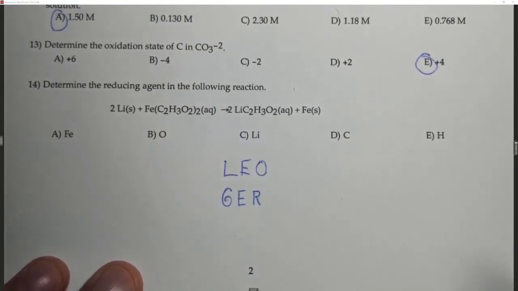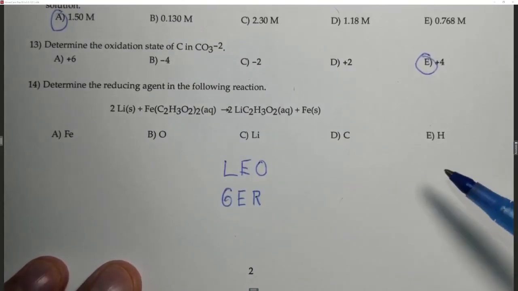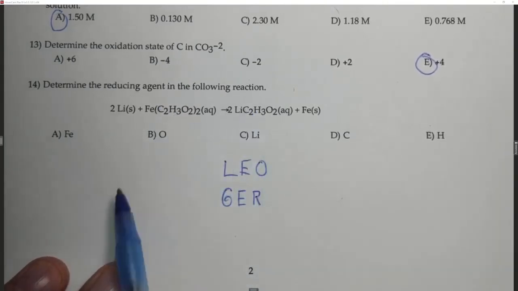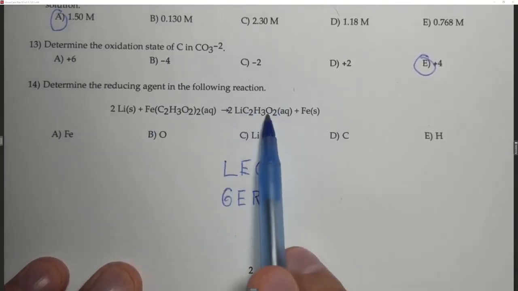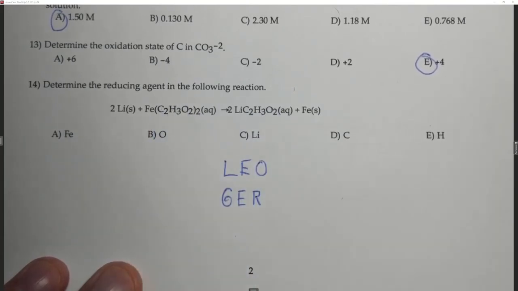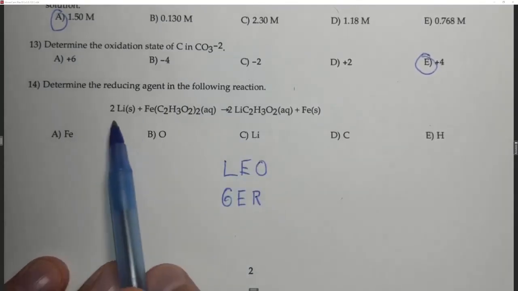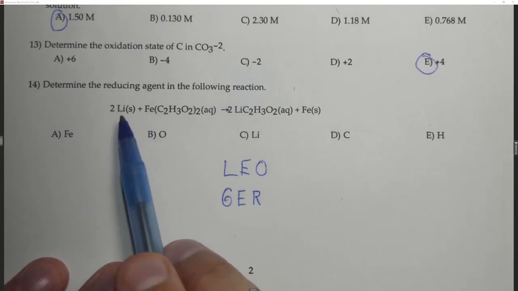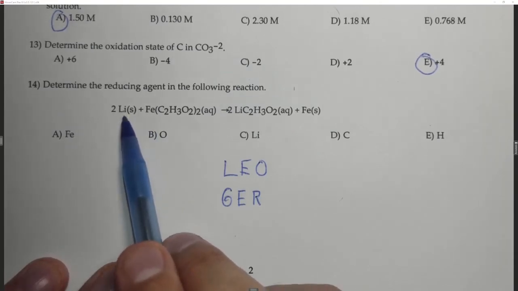If it's the same on both sides, the oxidation states have not changed. Therefore, we can ignore this one, because the oxidation states can't change if the arrangement didn't change. So now what we're looking at is lithium and iron. First, we need to figure out the oxidation state on lithium.